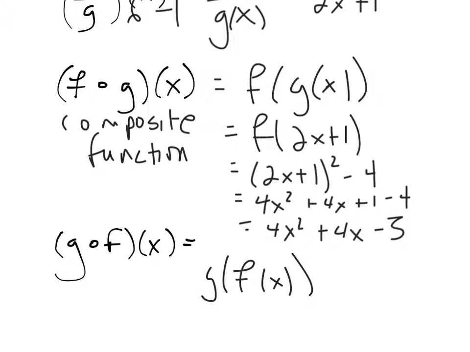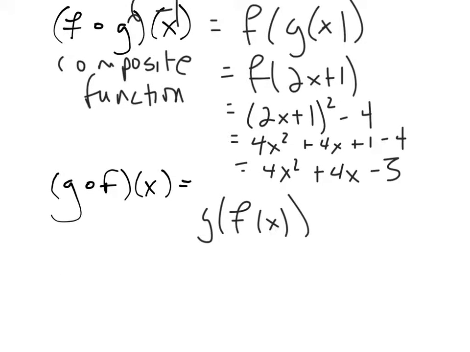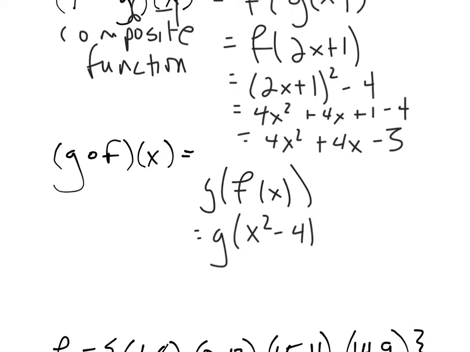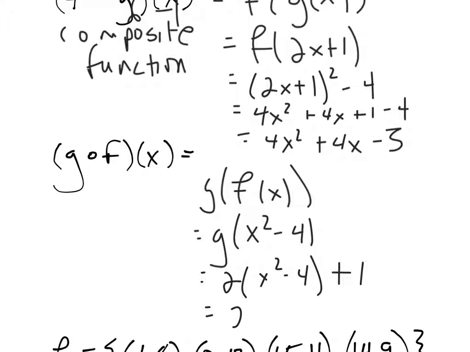So g composed of f of x means that I'm going to take out the f of x and replace it with x squared minus 4. And g of x squared minus 4 means that I will be taking out the x and replacing it with x squared minus 4. So I have 2 times x squared minus 4 and then plus 1. We distribute and then add the 1 to get 2x squared minus 7. We good?